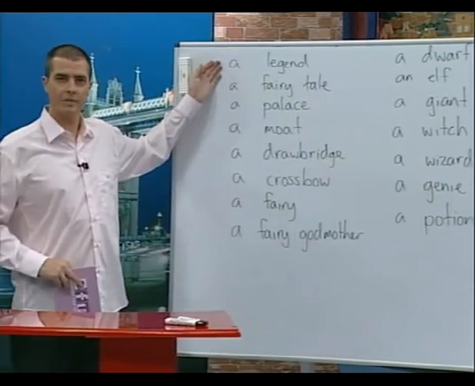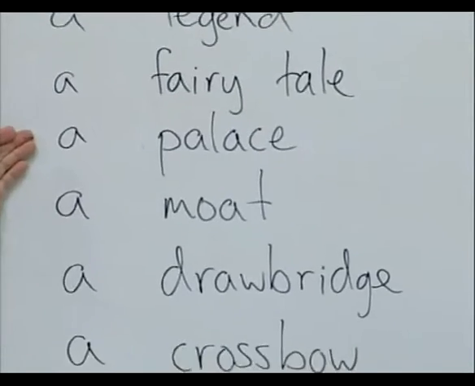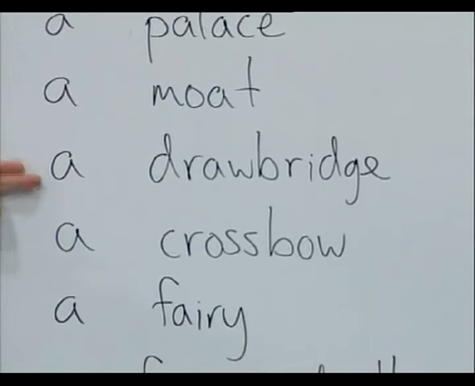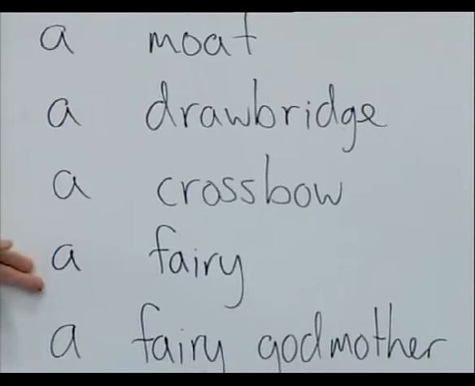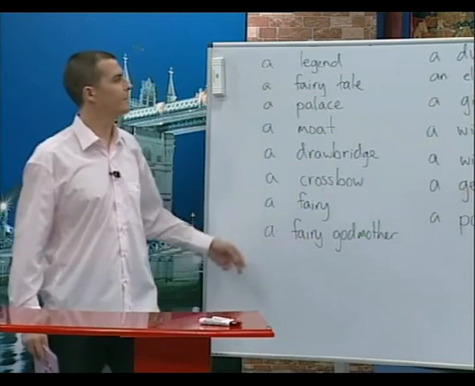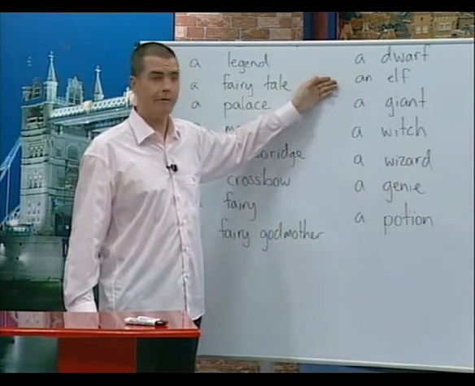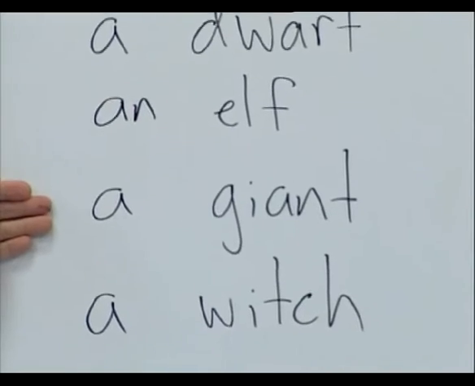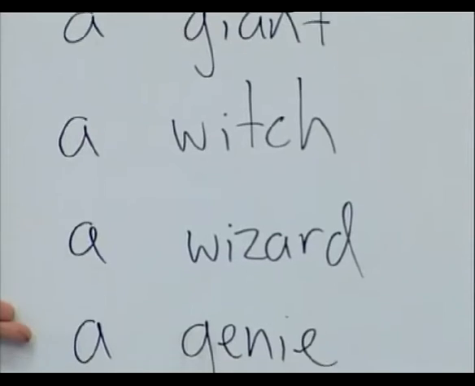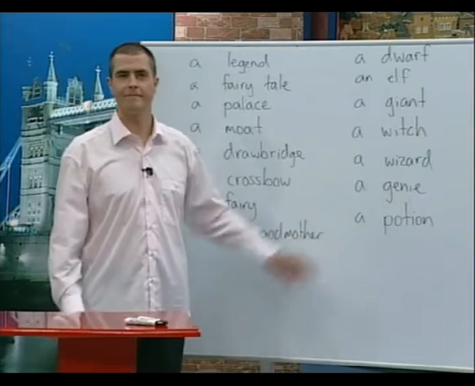Okay, let's go over these words now. A legend. A fairy tale. A palace. A moat. A drawbridge. A crossbow. A fairy. And a fairy godmother. A dwarf. An elf. A giant. A witch. A wizard. A genie. And finally, a potion.